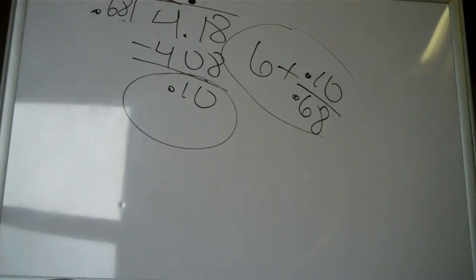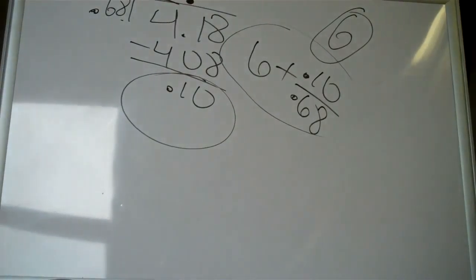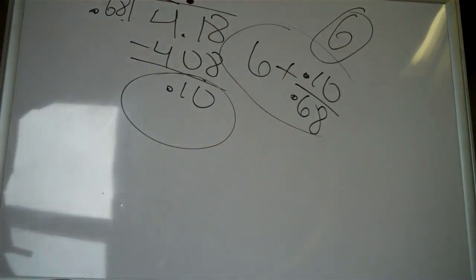Closer to 0 than it is to 1, so we round down to just plain 6. That is your answer, 6.